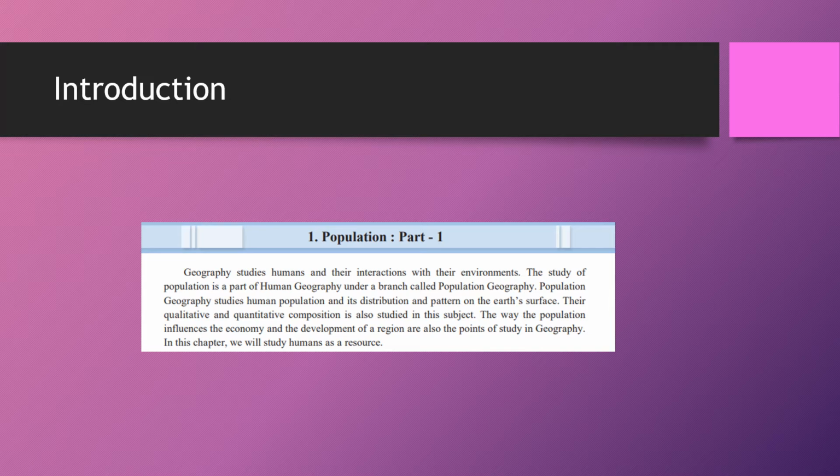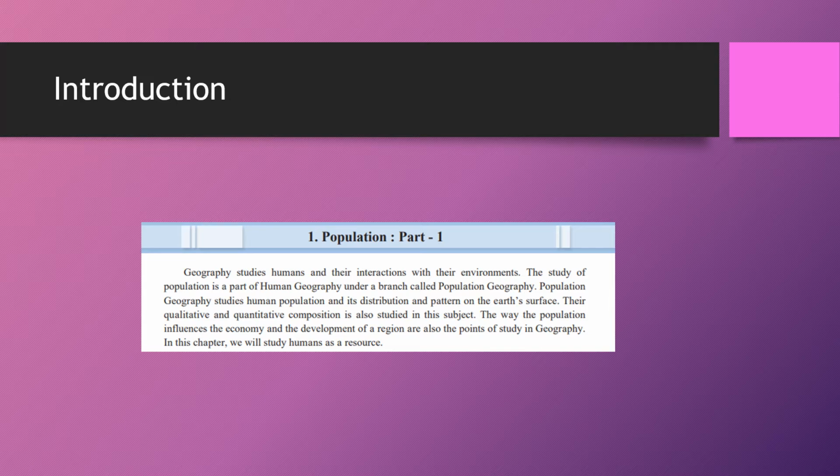So, they take into consideration the entire Earth and they see where human population is distributed, how it is distributed, and why it is distributed. They also study the quality of human population staying in a particular place as well as the quantity, which is going to be studied in this subject. The way the population influences or helps the economy and the development of a region are also points of study in geography.